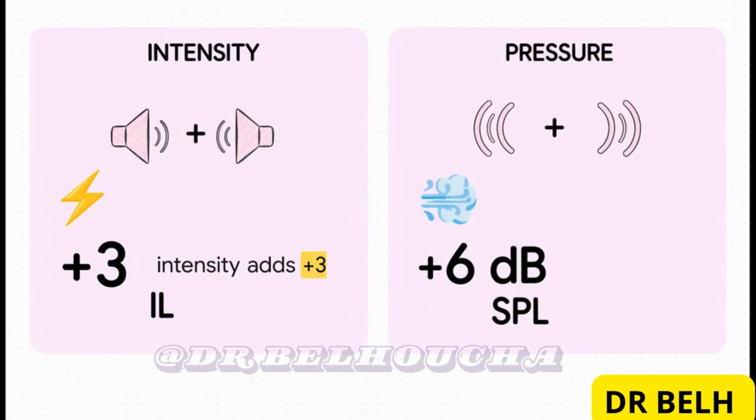Because the decibel scale is logarithmic, you can't just add values together like you normally would. If you have one speaker playing at 60 dB IL and you add a second identical one, the total isn't 120, it's 63. Here's the rule. Doubling the sound intensity always adds 3 dB. And because of the physics linking intensity and pressure, doubling the sound pressure always adds 6 dB. Remember that one. It is a classic exam question.